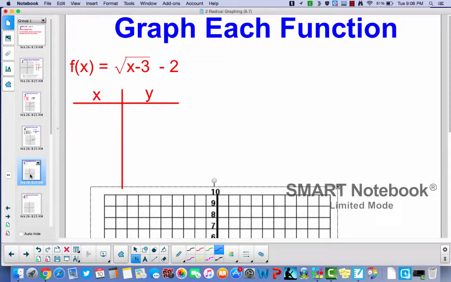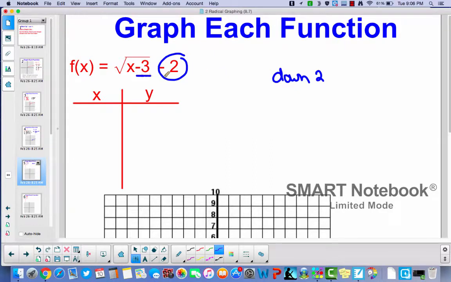All right, talk to your side partner. What do you think is going to happen when we put the two things together? Right. This is going to move it left or right. This is going to move it up or down. Well, what's our prediction? Okay, it's going to move it down 2. That's this number. But under the radical does the opposite, so it's going to move it to the right 3.